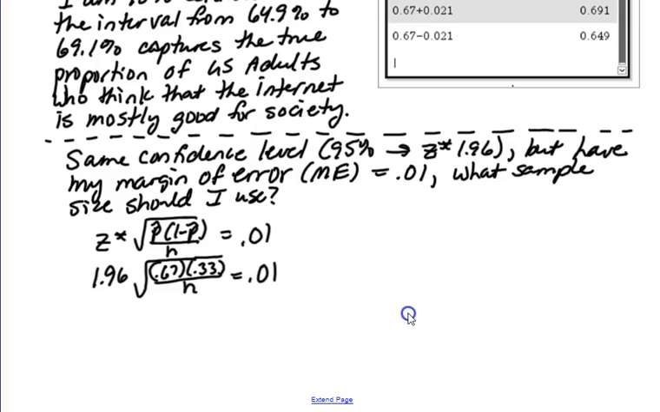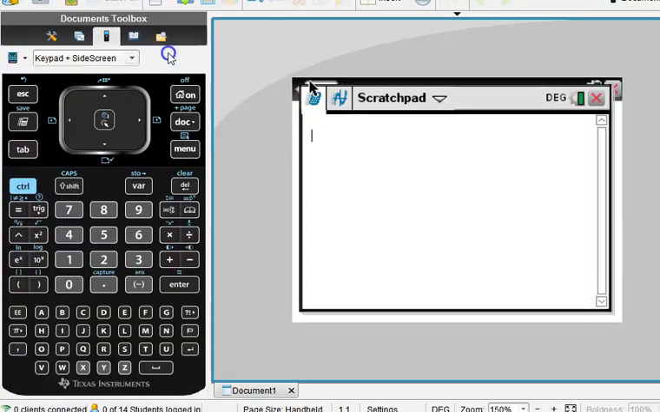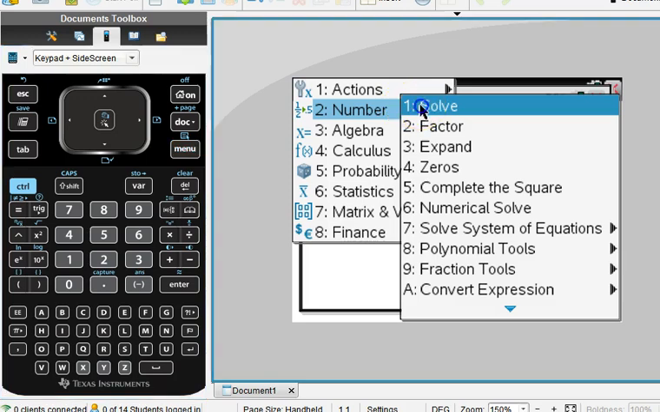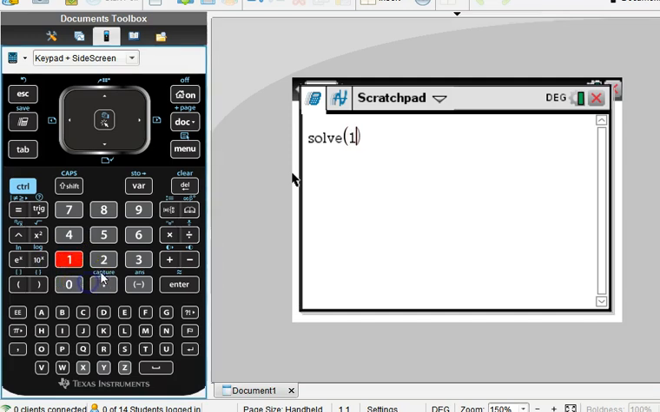But you are allowed to use your calculator as much as you want. So I'm going to show you using the solver on this. For those of you who maybe haven't used the solver, if you go to Menu and Algebra, the first choice is Solve. And what you're going to do is type in your equation. So I have 1.96 times the square root of 0.67 times 0.33 divided by n. And I'm going to right arrow to get out from the radical, and then equals 0.01.